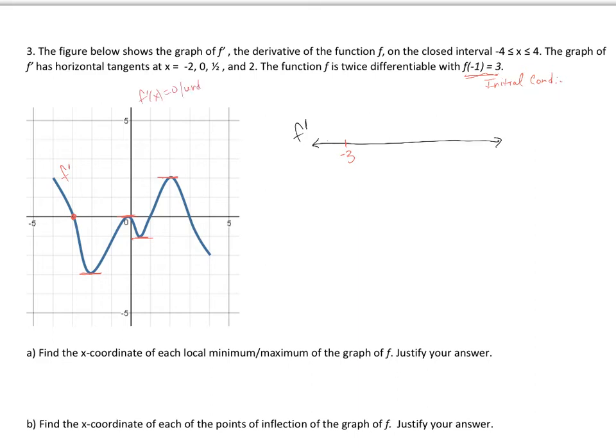Since I know it's twice differentiable, we're not going to have any of those undefined points on this one right now. Okay, so then I have another point where it crosses right here. This is at 0. And then I have another one here at 1. And then I've got another one over here at 1, 2, 3. So these are my zeros on f prime.